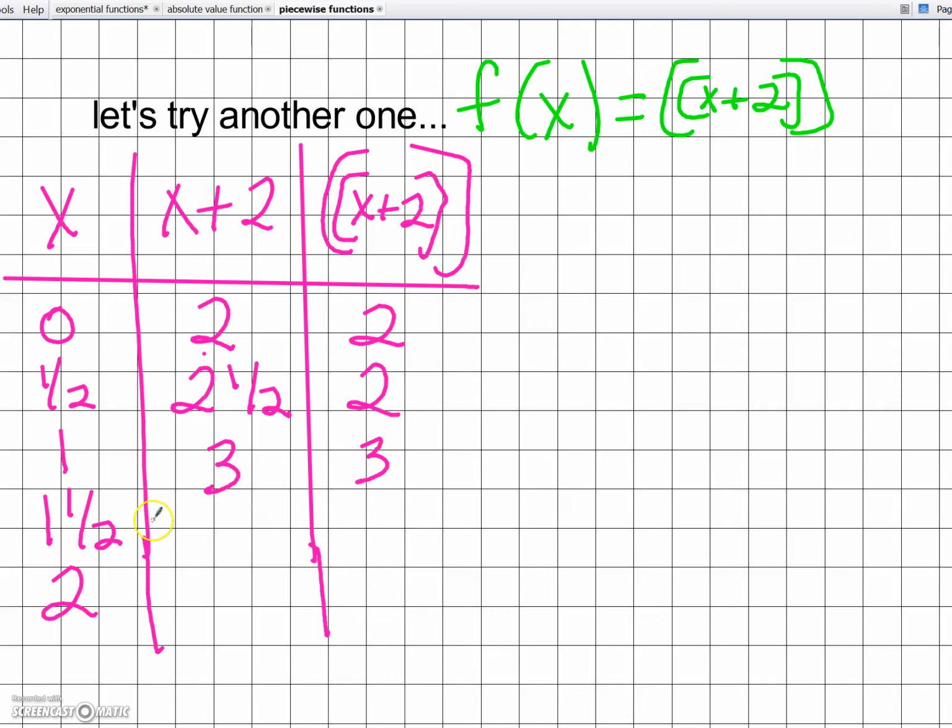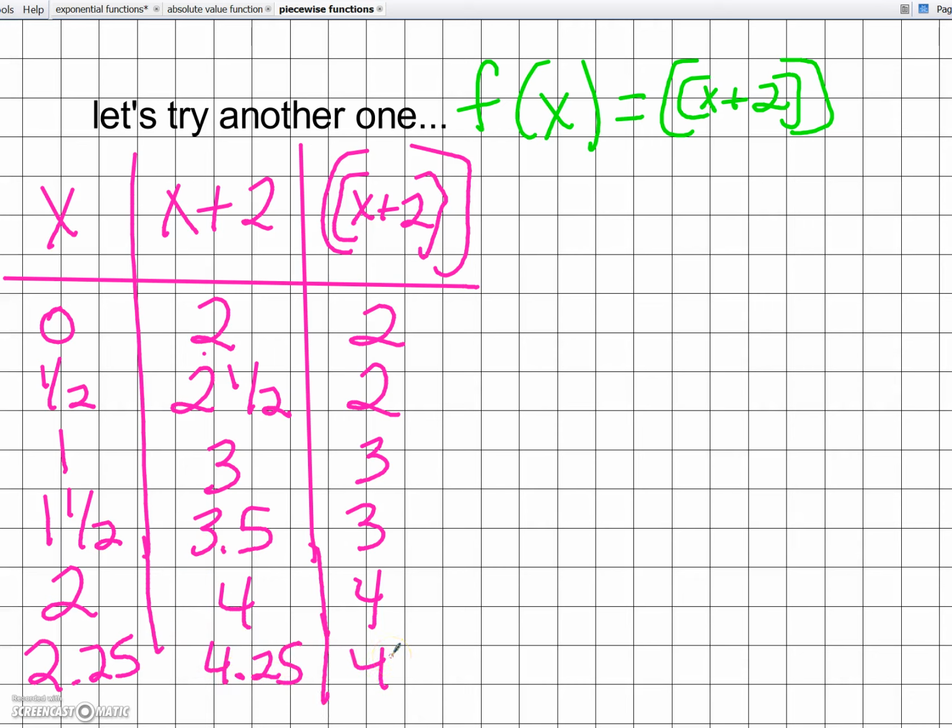All right, 1 1/2 plus 2 is 3 1/2. We don't round up, we round down, so the closest one is 3. 2 plus 2 is 4. We could even throw in a 2.25 plus 2, which is 4.25, so you would round that down to 4 as well.